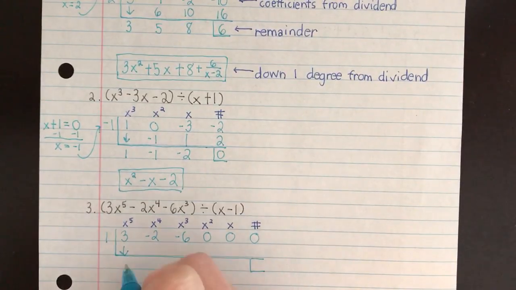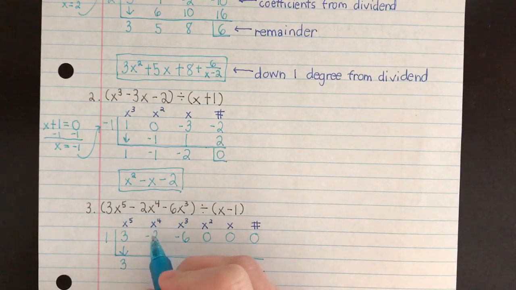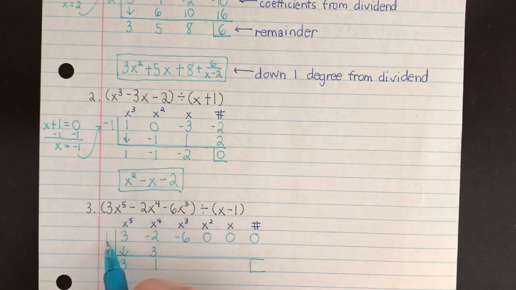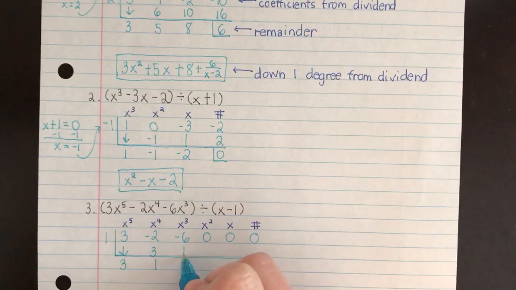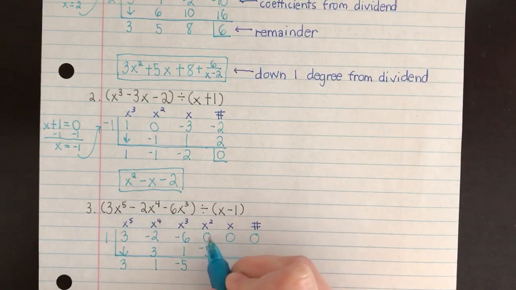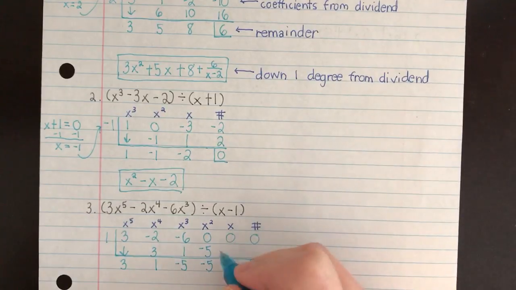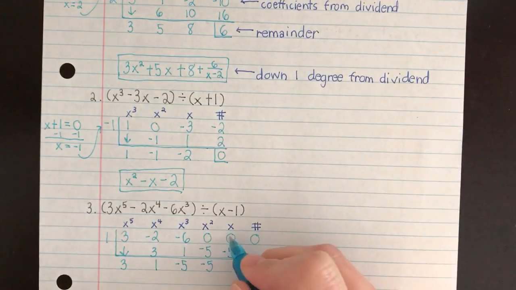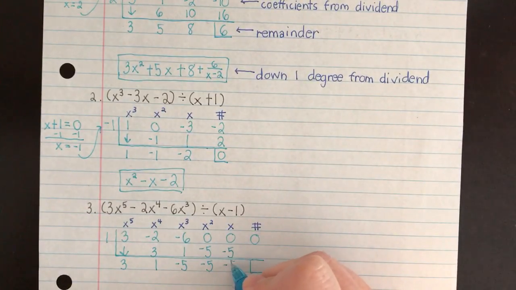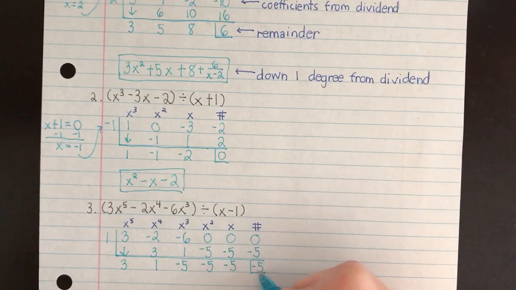Okay, so start our process. Drag the first down, then multiply. 1 times 3 is 3. Negative 2 plus 3 is 1. 1 times 1 is 1. Negative 6 plus 1 is negative 5. 1 times negative 5 is negative 5. 0 plus negative 5 is negative 5. Multiply 1 times negative 5, negative 5. 0 plus negative 5 is negative 5. Same thing again. 1 times negative 5 is negative 5. 0 plus negative 5 is negative 5.